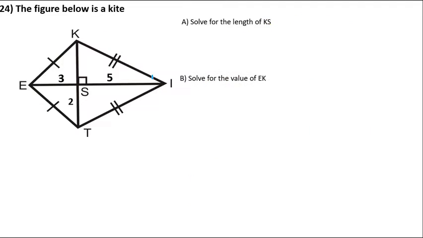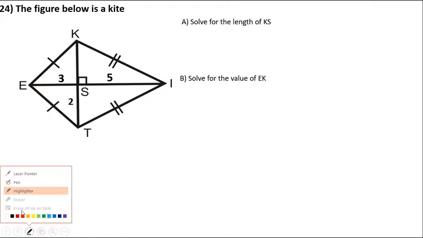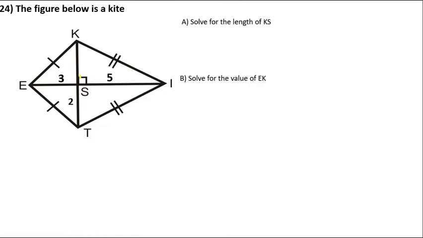Okay, question number 24. Okay, so I want to solve for the length of KS, and I want to solve for the value of EK. Okay, so if I look at this, this is a kite. So I know on a kite, here's a 90-degree angle. And I know this side and this side right here are congruent to each other. So it's always the shortest sides congruent to each other. This bisects it in the middle.